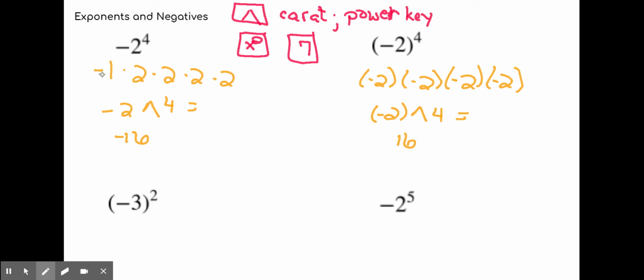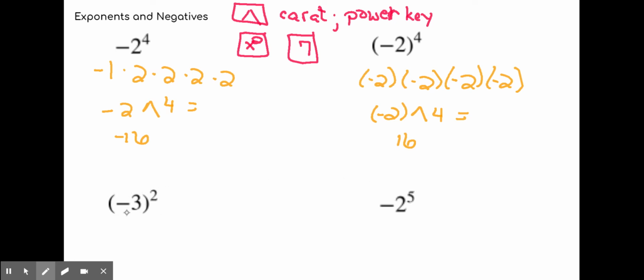Here, the negative was just used one time. So a negative times all these positives gave me a negative. Here, the negative was used 4 times. So a negative times a negative times a negative times a negative gave me a positive. But if you put things in your calculator exactly like you see them, you should get the right answer and not have to worry about that negative.